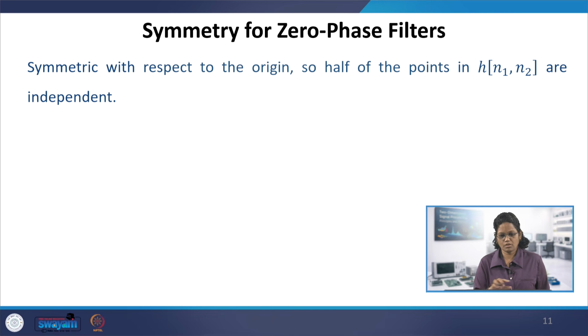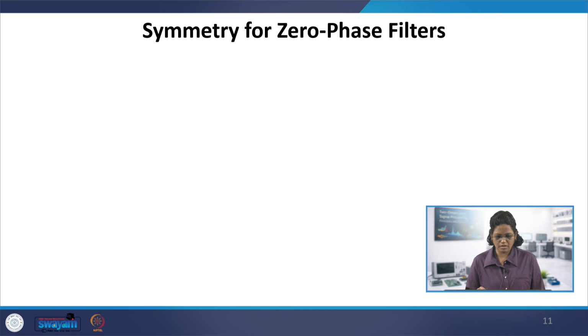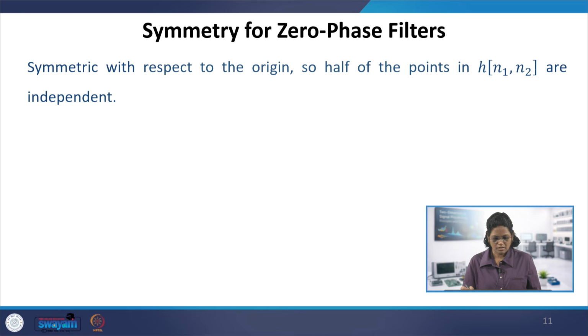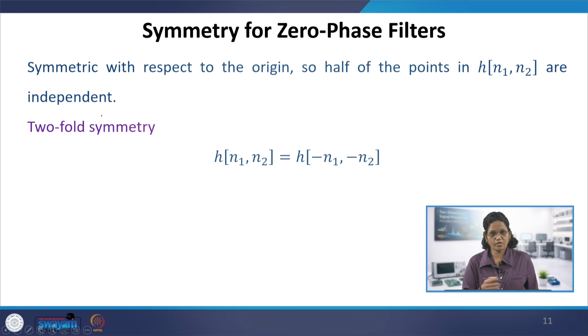So we had the coefficients which were, if you see in this example, equal, right? So what is the symmetricity property which is generally used in the design? In the case where it is symmetric with respect to the origin, half of the points h of n1 comma n2 are independent. That means it is sufficient to estimate only half of the h of n1 comma n2, not the entire one.